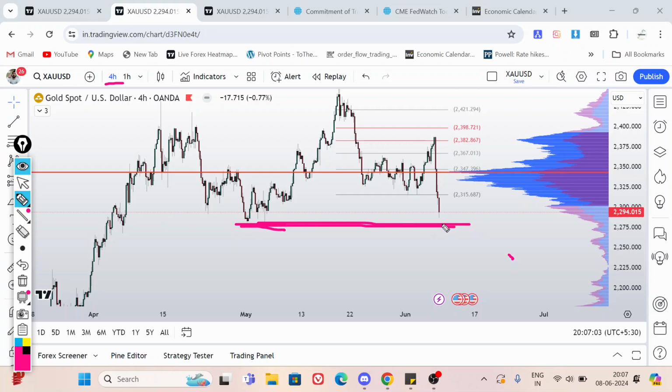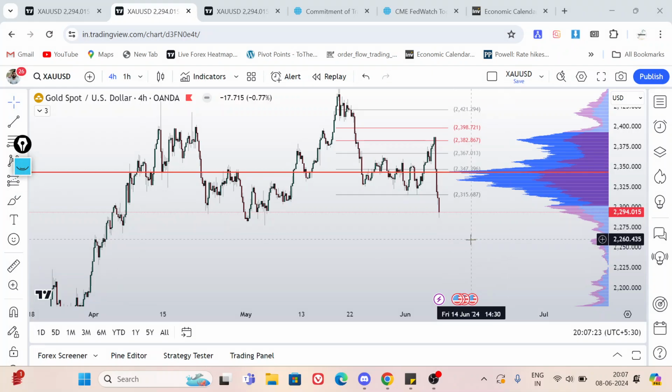So only at this price level we can look for buying, which is against the trend. For buying we can look only for scalping on intraday, and on the higher time frame, if we see some breakdown from here, then we are going to look for sell opportunities toward the lower levels.